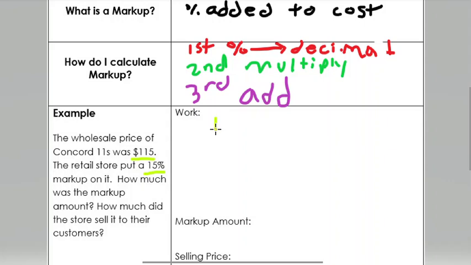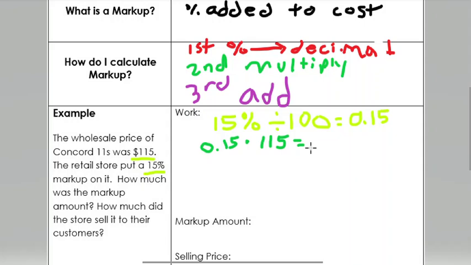So first step, 15%. I got to change that to a decimal. So 15%, how do I change that to a decimal? I divide it by 100, because all percents are out of 100. And when I do that, I get 0.15. All right, my next step, I know I have to multiply. So I'm going to take the decimal, and times it by my price. And my price was 115. And when I do that, 0.15 times 115, that gives me 17.25. This is my markup amount. That's how much it's going up by.